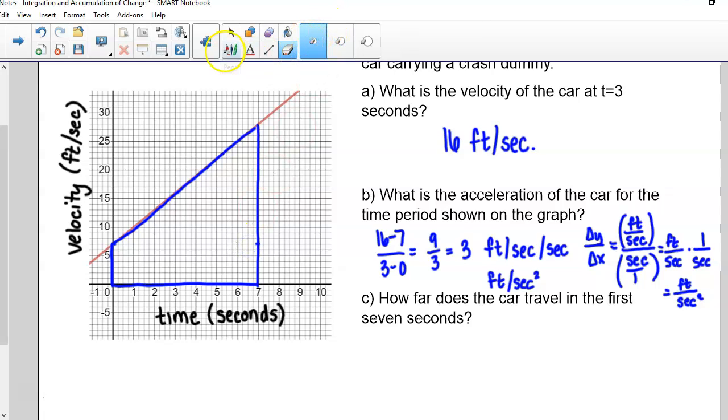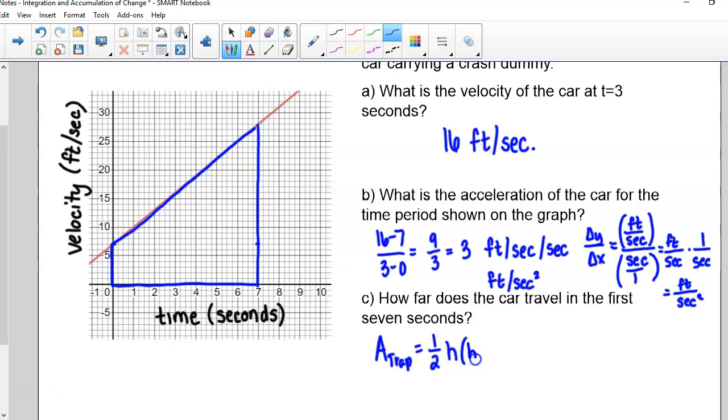So does anybody know the area of a trapezoid? Okay, it is 1/2 height times base 1 plus base 2.